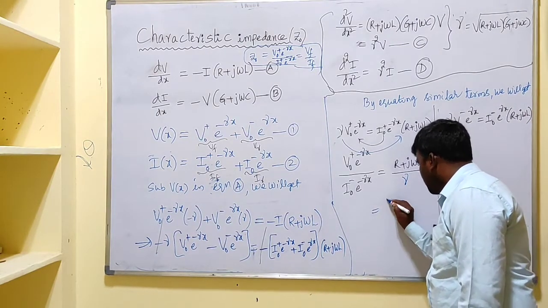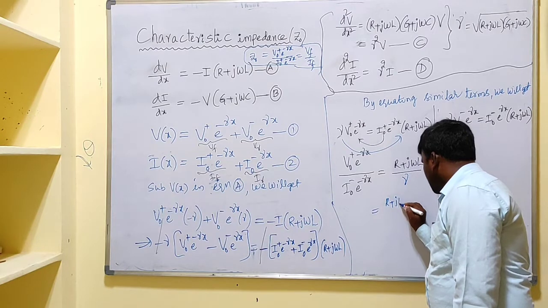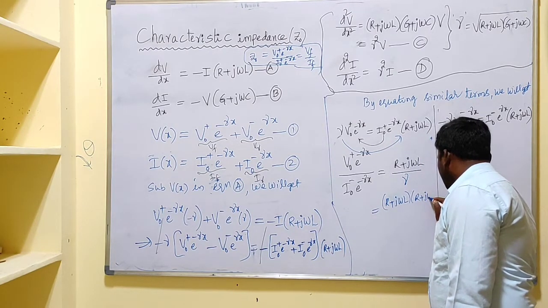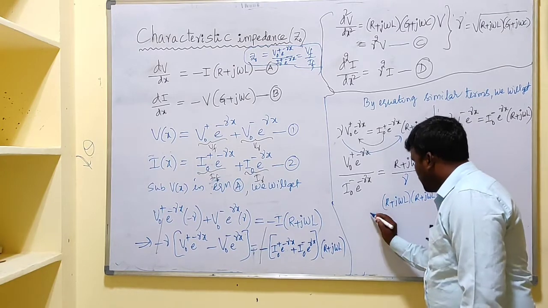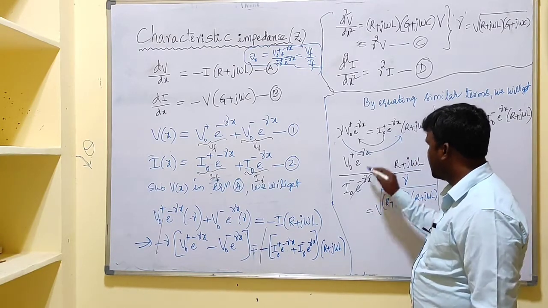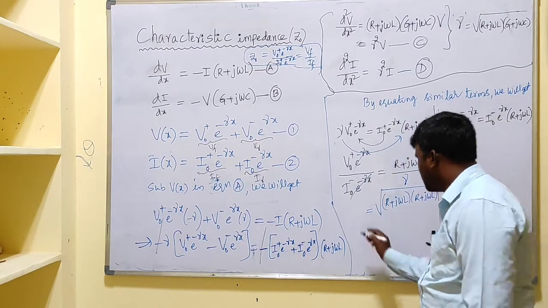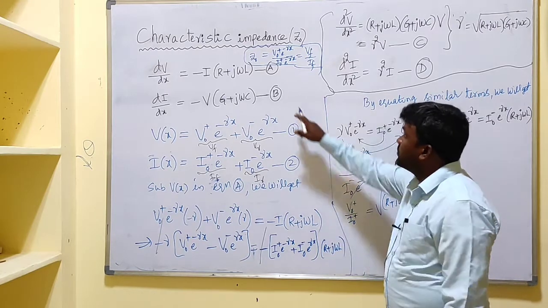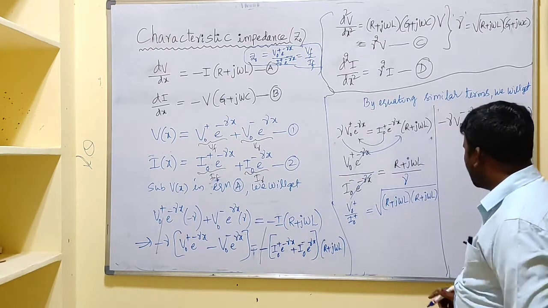I will write r plus j omega L like this, r plus j omega L into r plus j omega L, root of. Okay, this e to the power minus gamma x cancelled out, that equal to what? V naught plus by I naught plus. So that is Z naught taken as V naught plus by I naught plus.